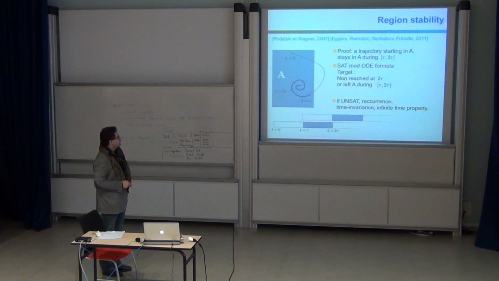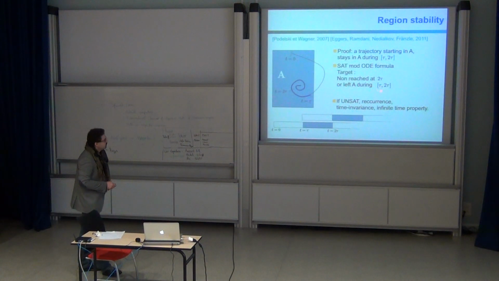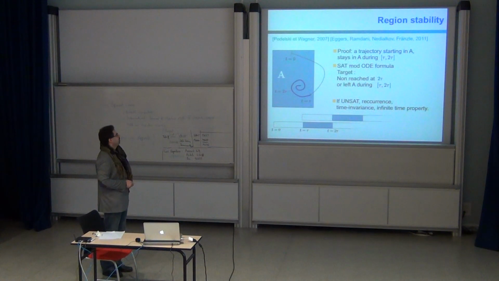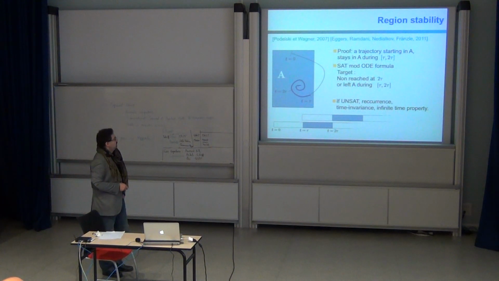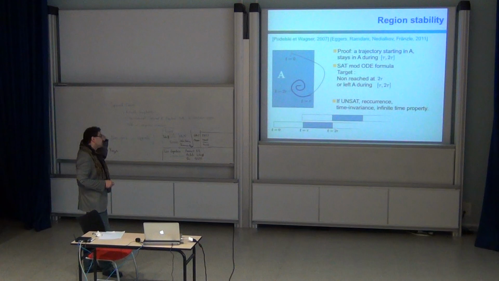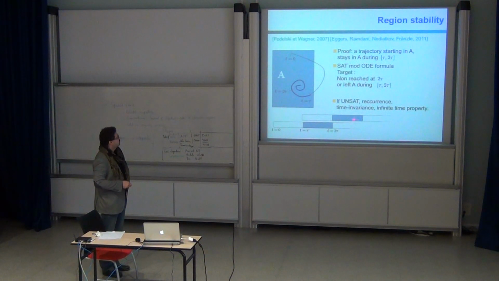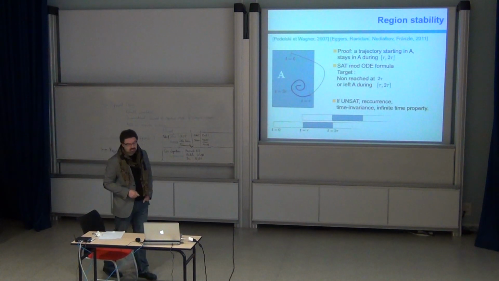SAT-ODE formula, where the target is that the set is either not reached at twice tau or left during twice tau. Then using this in a satisfiability solver, we could have a verification of this formula, as I said already. The idea is that we have a kind of inductive analysis where we prove this, assuming the system is time invariant. We prove this for a horizon 0 to 2 tau, and it may leave whatever it can, but when it is there, it stays there during this time horizon. Then we can do this in a recursive way, and you can prove an infinite time property.